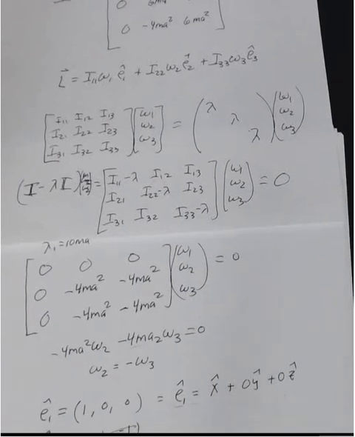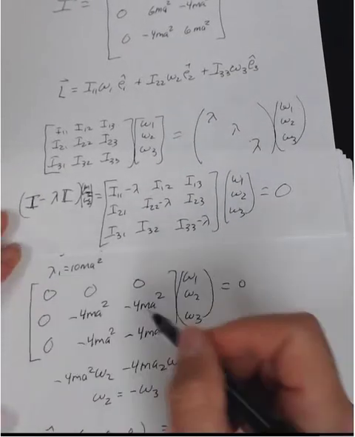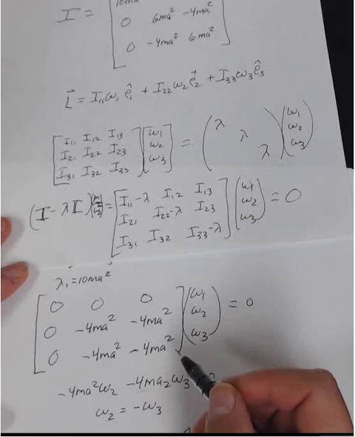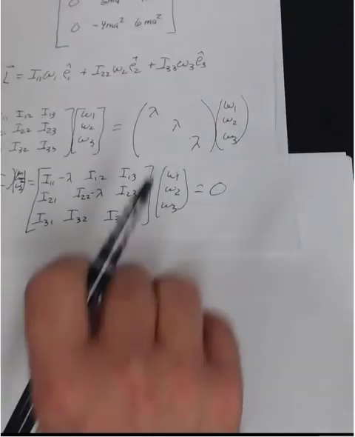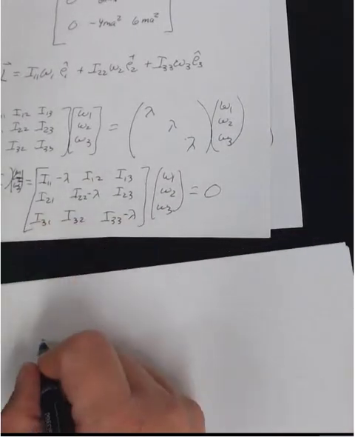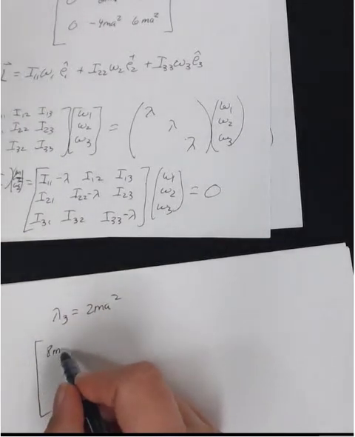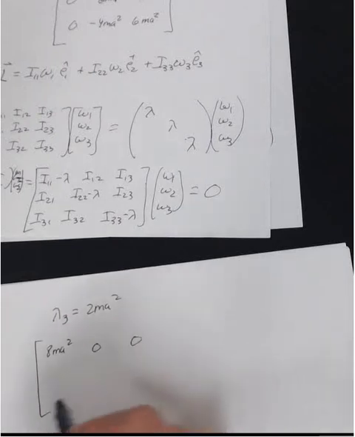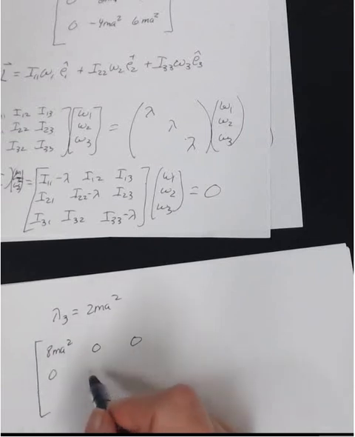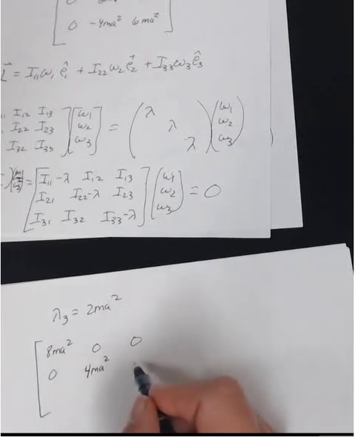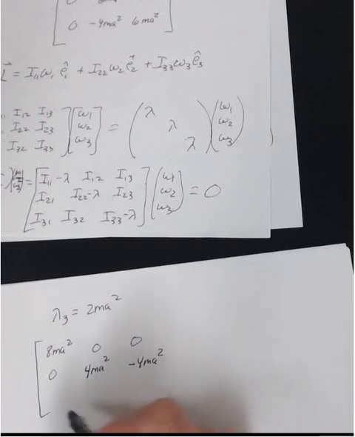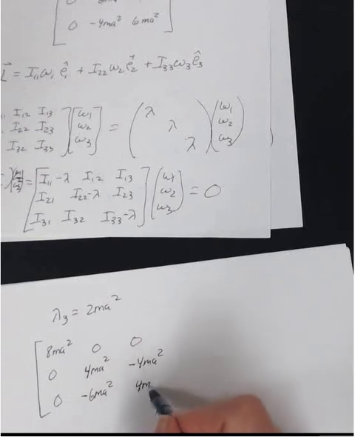And then, for E3, I could stick in lambda 3. What was lambda 3? Let's find out. Lambda 3 is 2 ma squared, so that makes 10 minus 2, 8 ma squared. Then I get 0, 0, 0, and this was 6 ma squared minus 2, so I get 4 ma squared. This was still negative 4 ma squared. Then 0, negative 4, and 6 minus 2 is 4 ma squared.